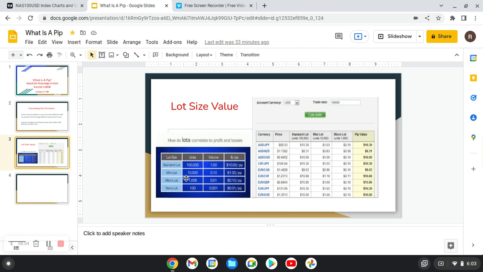So let me just explain this real quick. A standard lot is literally moving $1,000 per pip, literally per pip. So going off the example before, if you put a standard and lose one pip, you'd probably be down $1,000. That's very bad.